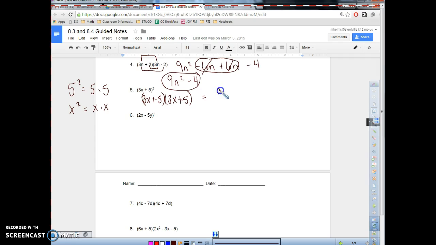3x times 3x, 9x squared. 3x times 5, 15x. 5 times 3x, 15x. And 5 times 5 is 25. Combine your like terms. And you get 9x squared plus 30x plus 25.